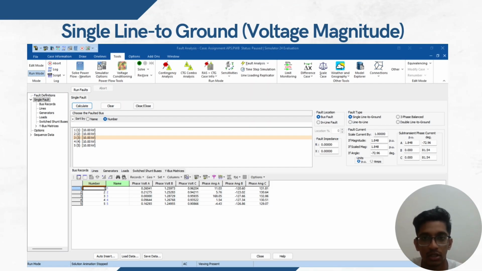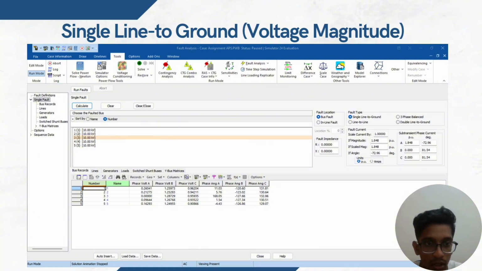So this is our single line to ground. First I will explain the fault location, our bus 3. The fault type is as shown in the picture. It is single line to ground. There are many kinds of values we get from this: phase voltage A, phase voltage B, phase voltage C, and phase angles A, B and C.